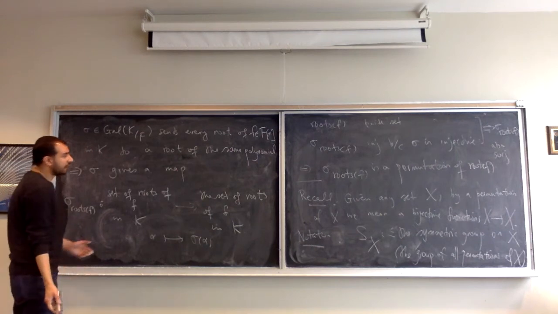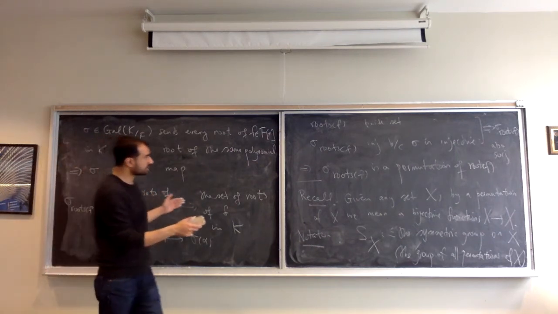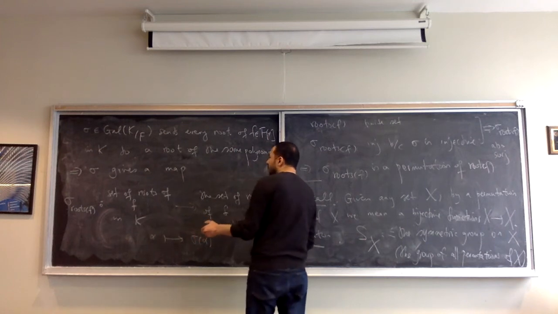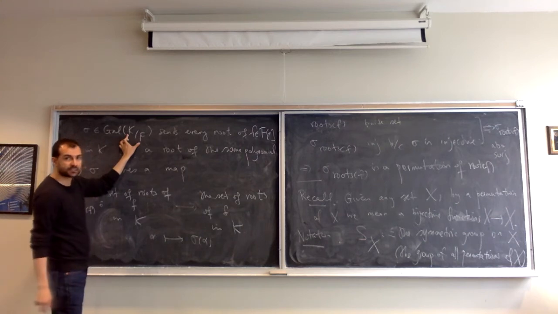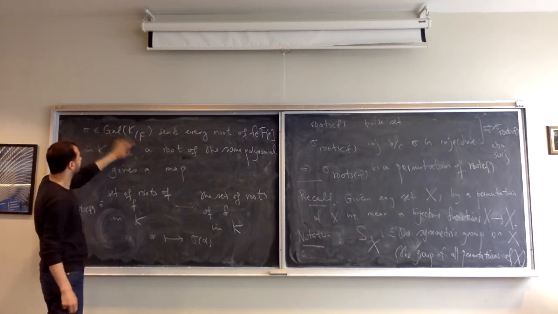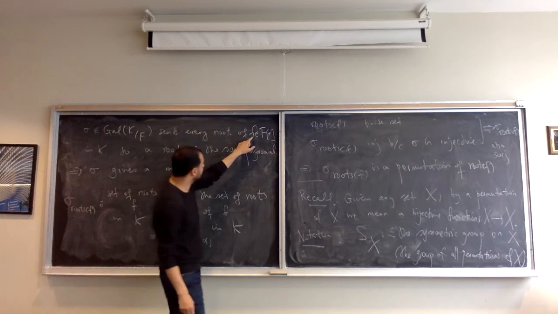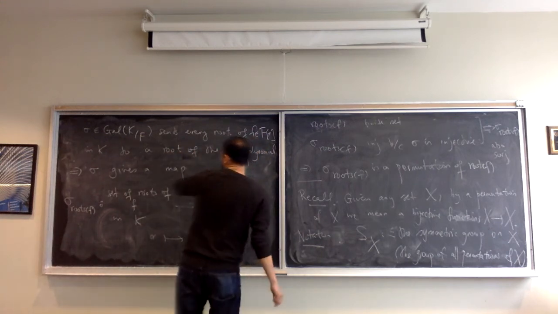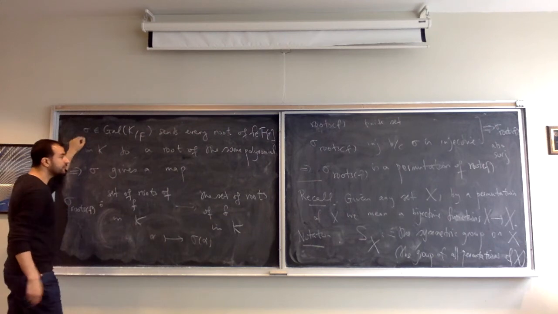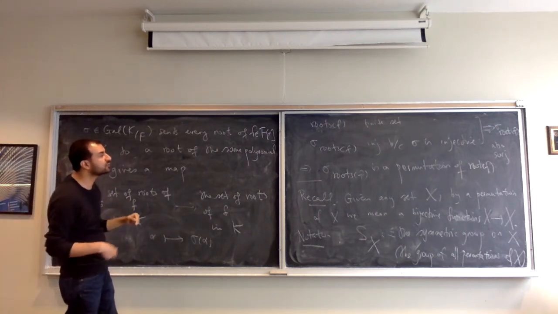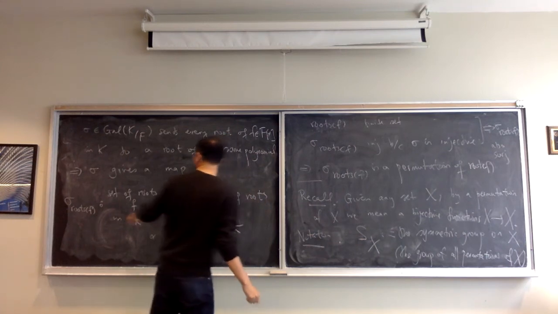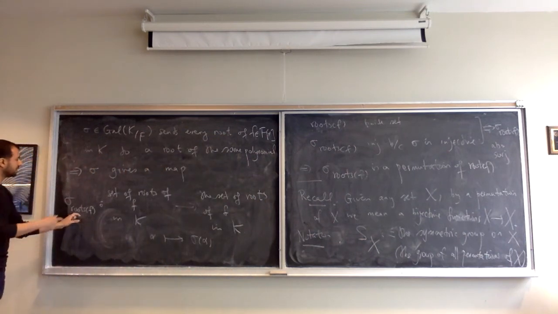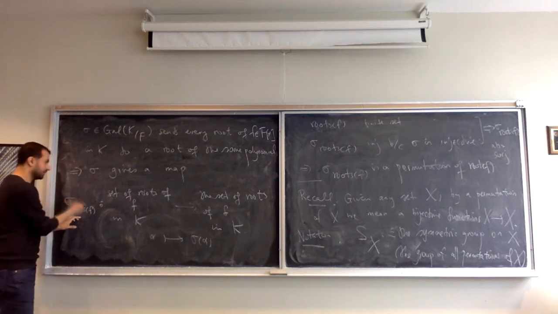So to recap what we have so far: we have some field extension K over F. Give me any element of the Galois group of K over F, let's take a polynomial f with coefficients in F. That element of the Galois group is going to permute the set of roots of f in K. And by sigma sub roots of f, we denote the permutation of the roots of f given by sigma.